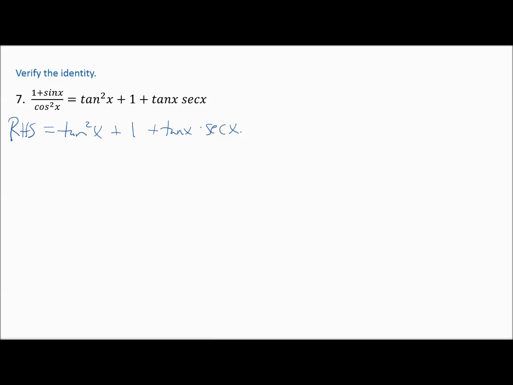Okay, now I know that to get to the left-hand side, at some point, I've got to change everything to sine and cosine because that's all that's over here. So I think that's where I'm going to start here. So tangent squared of x we know is sine squared of x over cosine squared of x. So that's the quotient identity, plus 1, we'll deal with him in a minute, plus tangent of x is just sine of x over cosine of x, and then secant of x is 1 over cosine of x. You agree with all that?